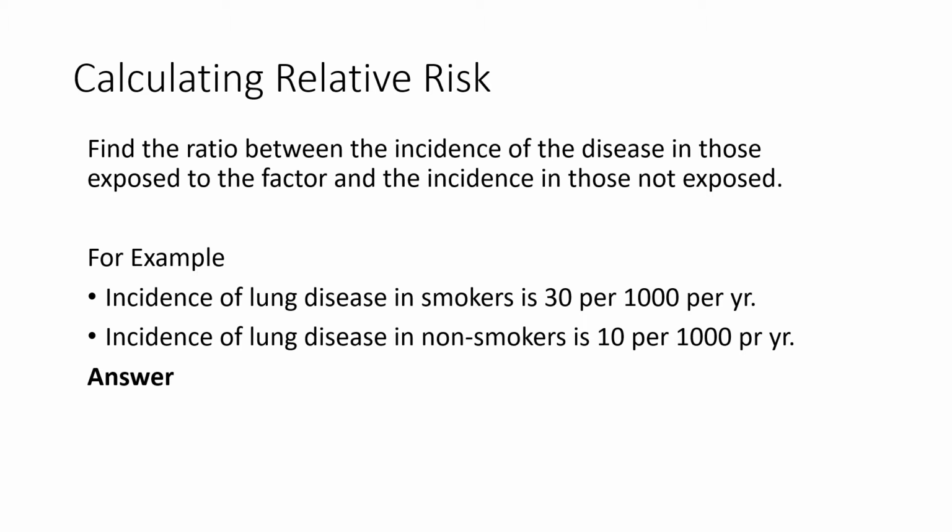What you have to do now is find the ratio between the incidence of disease in those who are exposed to the factor and the incidence not. So take those two numbers and turn them into ratios. Pause the presentation. When you've got your answer, you can restart.